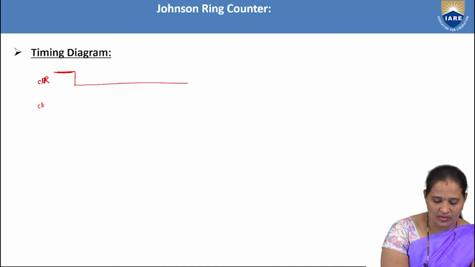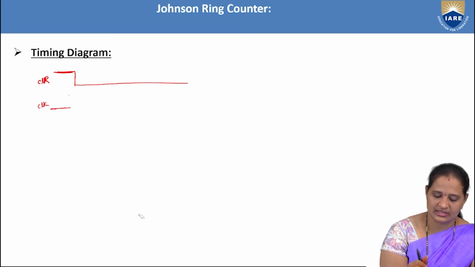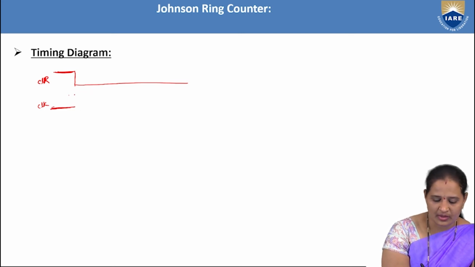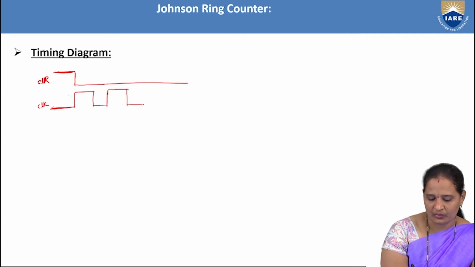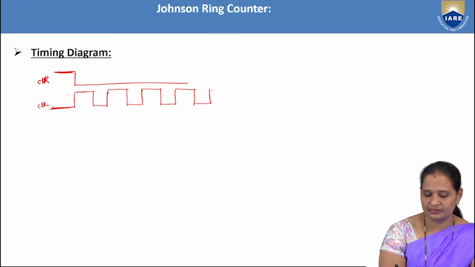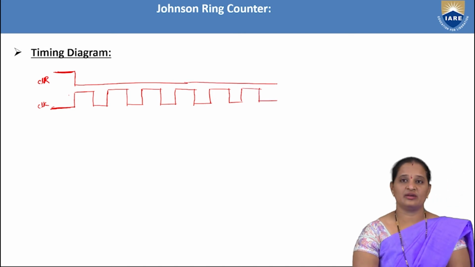Now let us take my clock. Initially it is 0. Now it is becoming 1. Now again 0. Now again 1. Actually this on and off period must be the same, we just draw neatly. So this is my clock input, and this is my clear input.